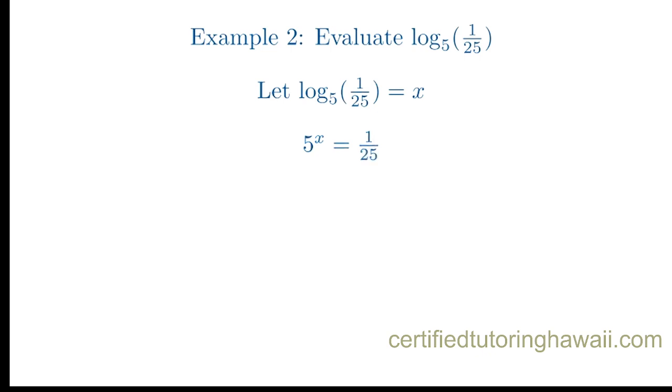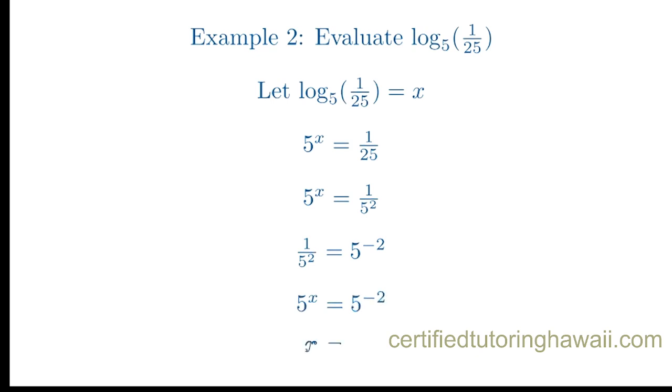Now we need to find the power. We know that 25 is 5 squared. A fraction with 25 in the denominator is 1/5 squared. So we can write 5 to the x equals 1/5 squared. Recall from your exponent rules that 1 over a number raised to a power is the same as the number raised to a negative power. So 1/5 squared is the same as 5 to the power of -2. This gives us a new equation. Our equation is now 5 to the x equals 5 to the -2.